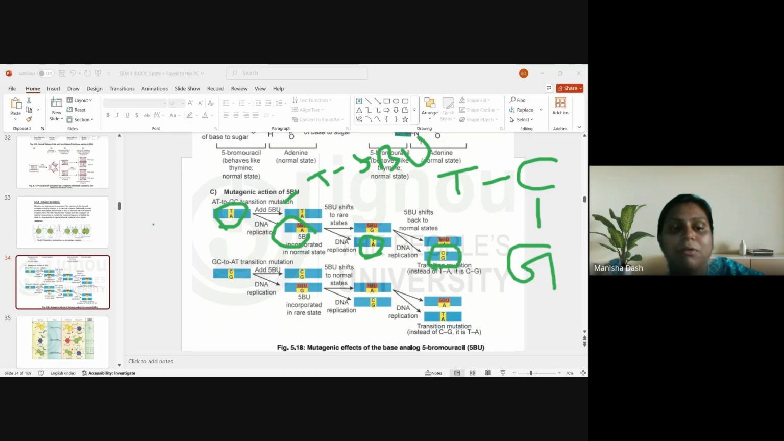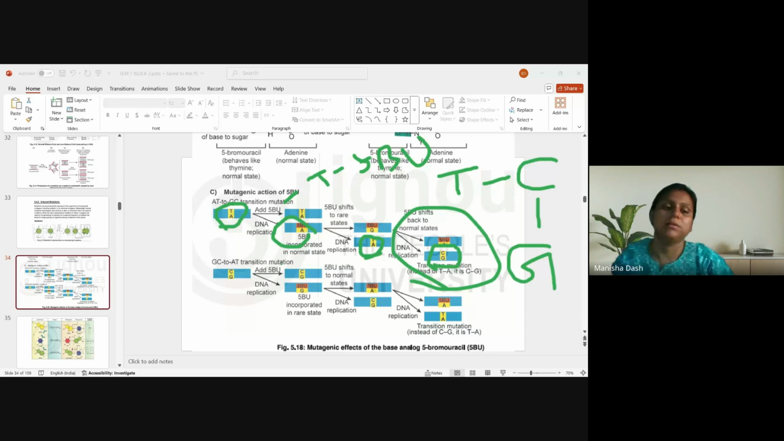Now look at the change in the sequence after 3 or 4 rounds of replication. You had started with thymine and adenine, and that has been replaced by the bases cytosine and guanine. So here an AT to GC, or TA to CG, transition mutation has taken place. Is it clear to all? The same thing can be seen in the second case also, where there is a GC to AT transition mutation. So the base analog can induce both types of transition mutation, that is AT to GC as well as GC to AT.